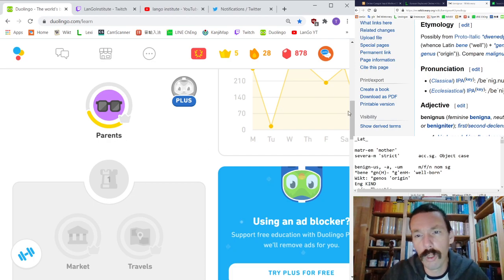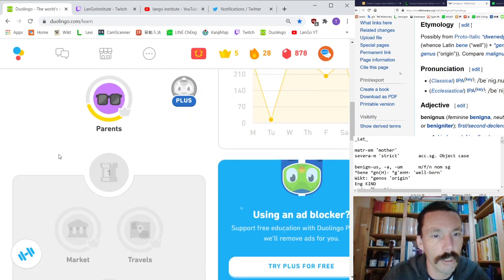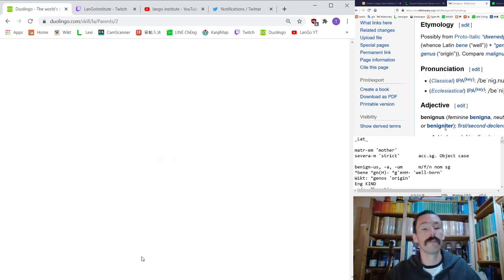So far I've just seen one verb tense in Latin. I hope they add, like I always say, I hope they add to everything. Find Duolingo a really effective tool.